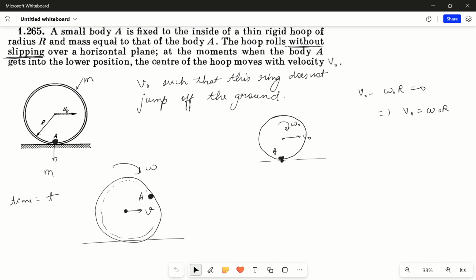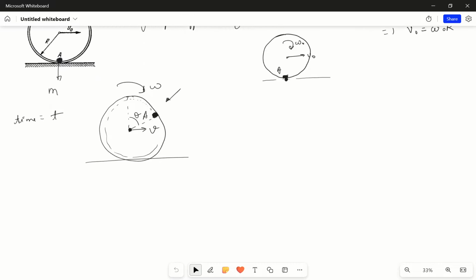Now let's come to the approach of how to do this. If I assume any such position during the motion of this system, let's assume this is the position during the motion, and during this position let's assume this body is at angle theta from vertical, and we have assumed the velocities, so we will be continuing with that.